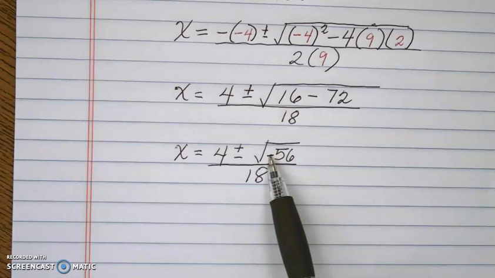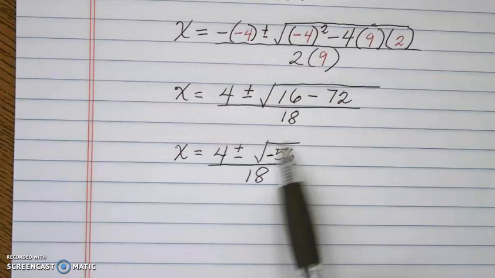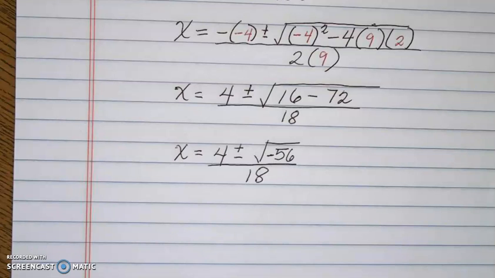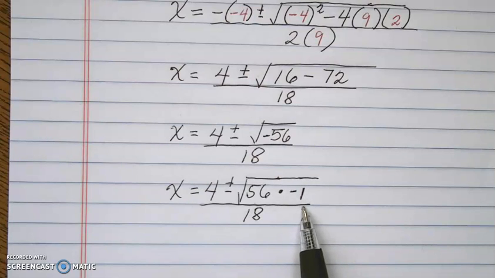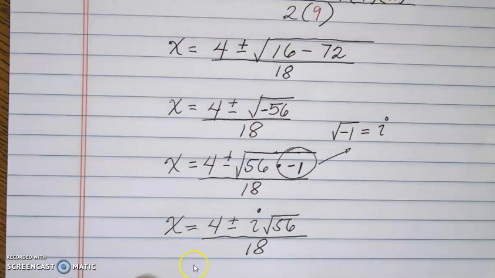The moment the negative goes inside the radical sign, you already know that that's an imaginary number. So what I did was I copied everything down, and my negative 56 I had to separate into positive 56 times negative 1. And you know that the square root of negative 1 is an i. And so now it's going to become x is equal to 4 plus or minus i square root of 56 all over 18. And so now we can get the prime factorization for square root of 56.